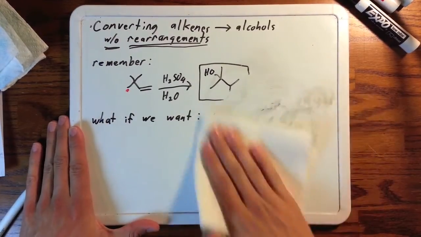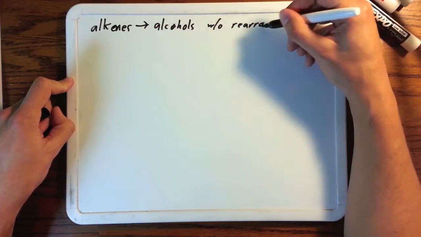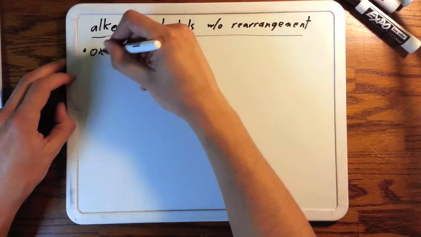Side note, if you have a whiteboard, don't clean it with simple green. Use rubbing alcohol.